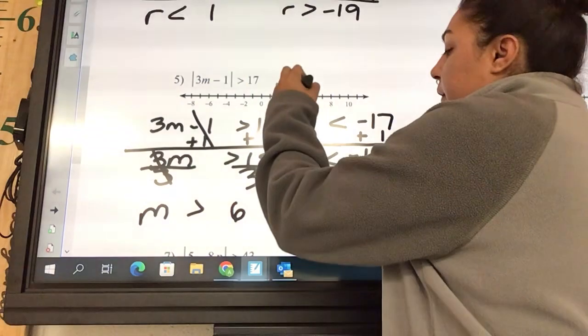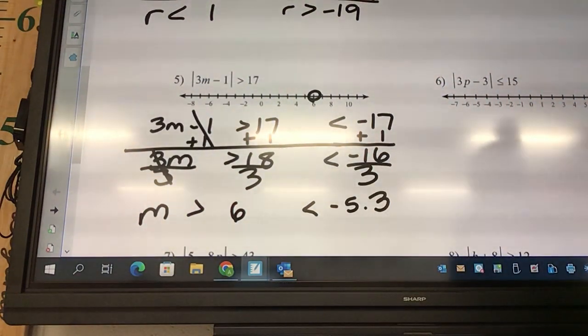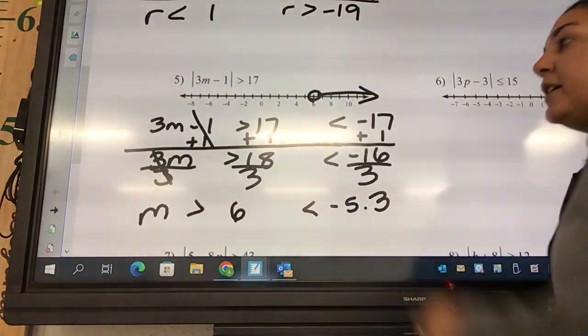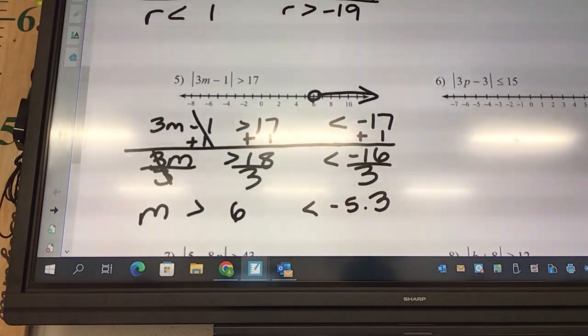Open. M is what? Greater. So if this one's pointed out, what should the other one be doing? If one is pointed out, what should the other one be doing? Going the other way, okay?